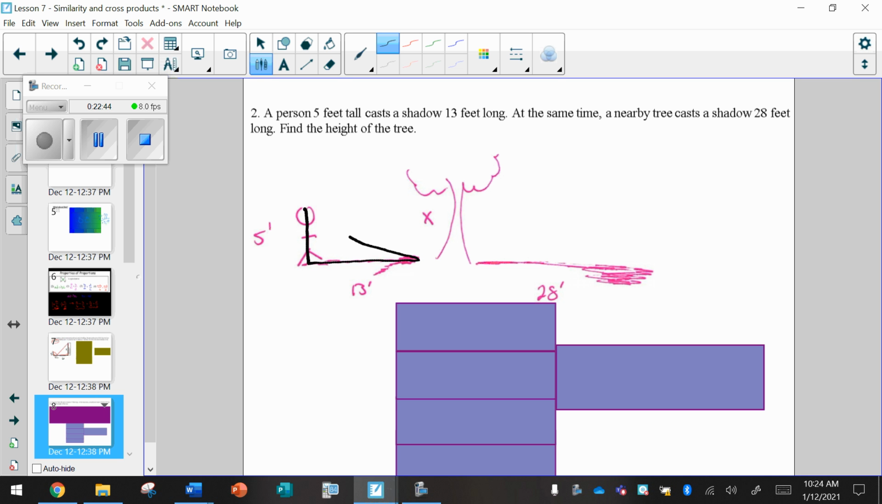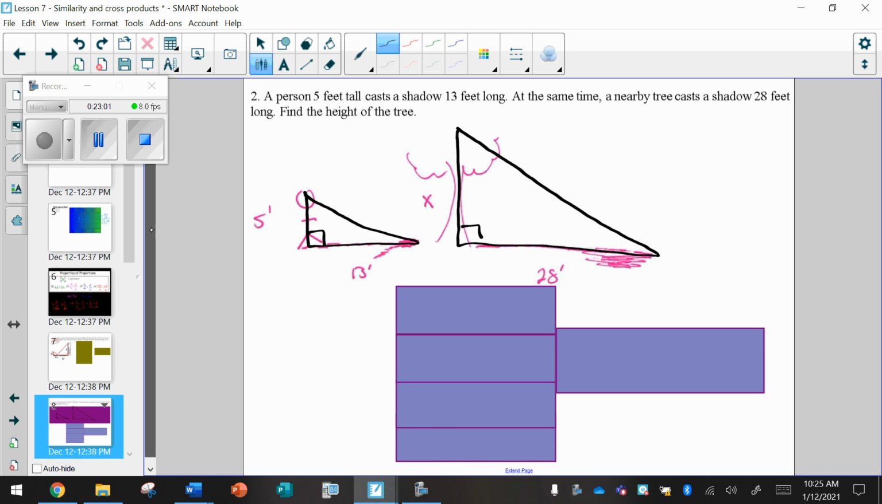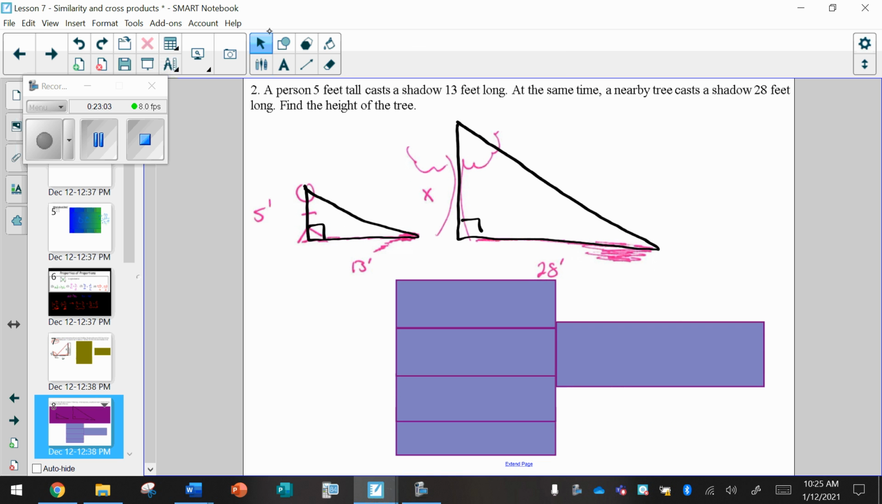That makes a right triangle. And then a tree of unknown height has a shadow of 28 feet, which makes another right triangle. They are similar because they are happening at the same time of day, so the sun's angles are the same, which means we have equal angles. So now from here, I want you to pause the video, set up the proportion, and see if you can solve for the correct x. Okay, so pause it, try it, come back.